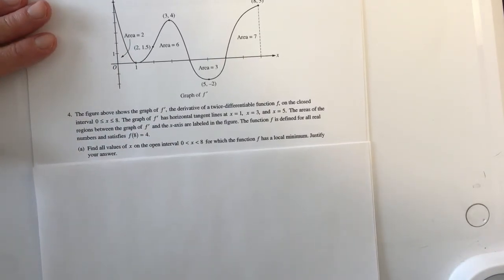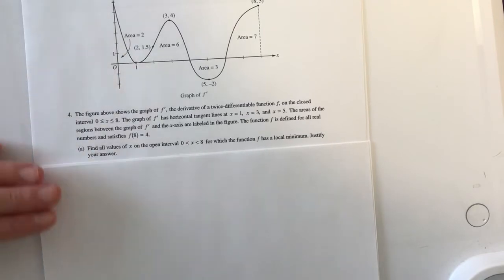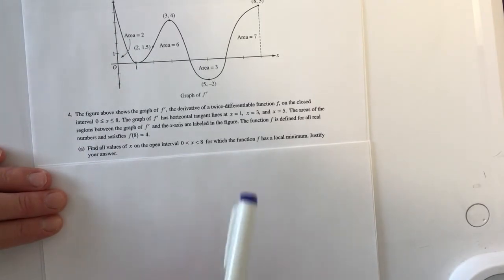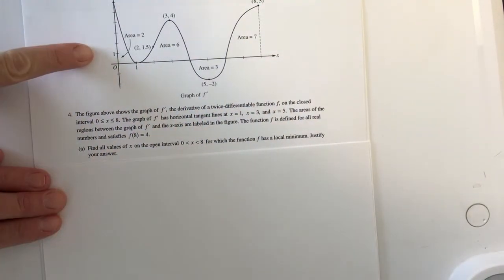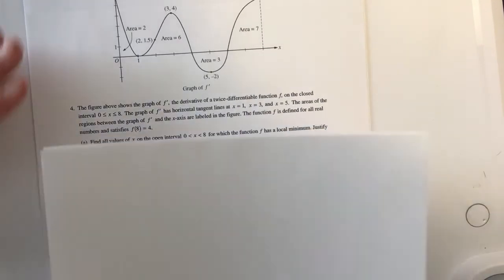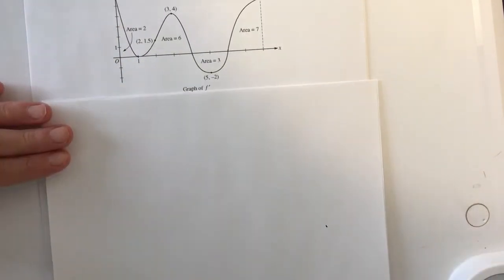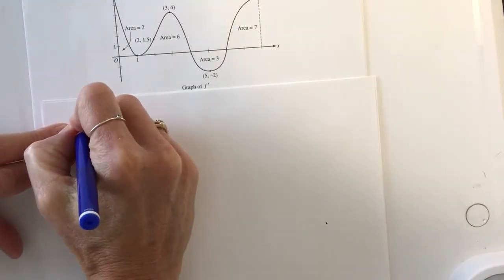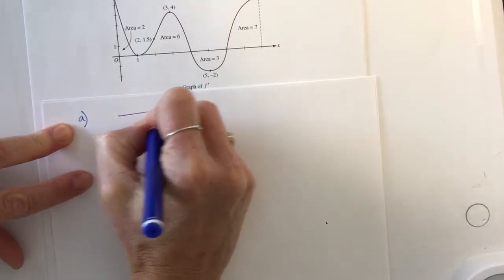Okay, now it says find all values of x on the open interval for which the function has a local minimum. So immediately you're going to your flashcards, local minimum. What do I do? Okay, I take the derivative. Well, the derivative's already taken here, right? And I set it equal to 0, find those critical values, and then I'm going to put them on a sign chart. So we are going to do part A right here, and we're going to do a quick sign chart.